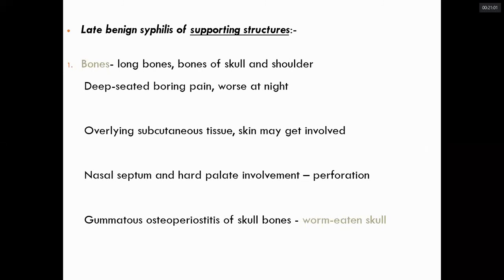In late benign syphilis, the bones are also involved, mostly the long bones and the bones of the skull and shoulder. There is deep-seated pain over the bones, which is worst at night. The overlying subcutaneous tissue may be involved. If the nasal septum and hard palate are involved, there can be perforation also. Gummatous osteoperiostitis of the skull bones gives the appearance of a worm-eaten skull.